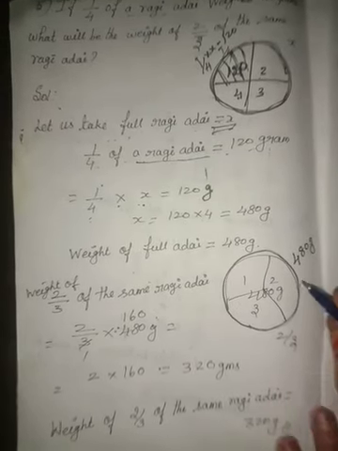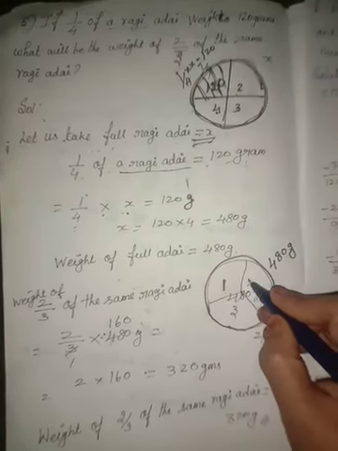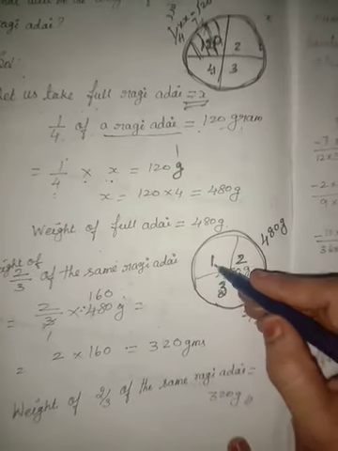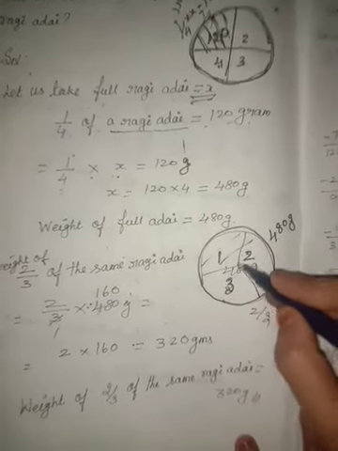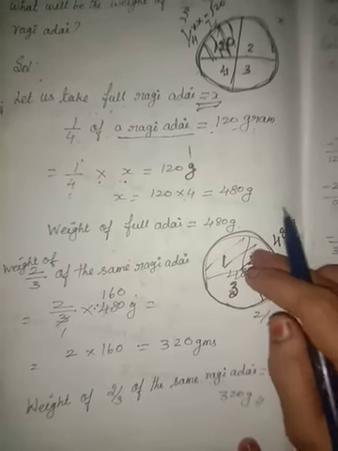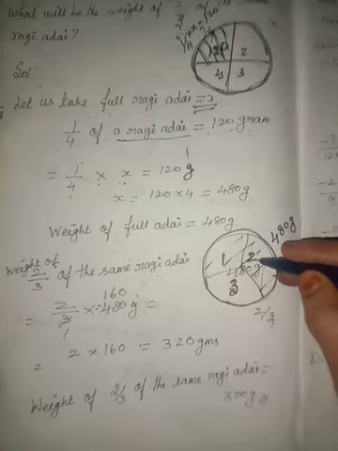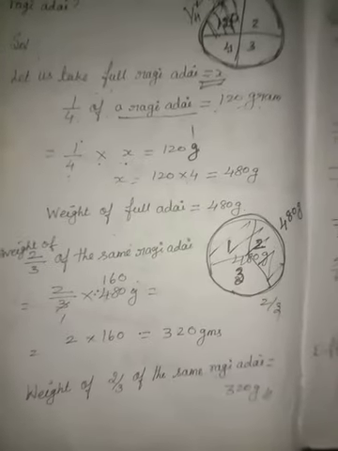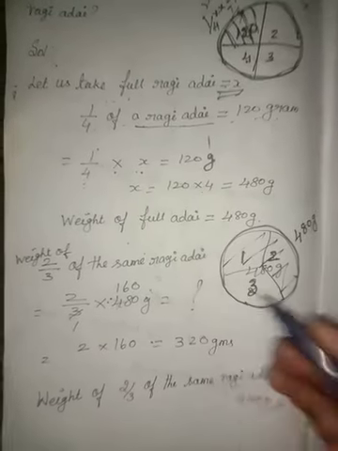Now I divide the ragi vada into 3 equal parts. I ate only 2 parts. What is the weight of this fraction? So 2 by 3 multiplied by the total, we get the answer.